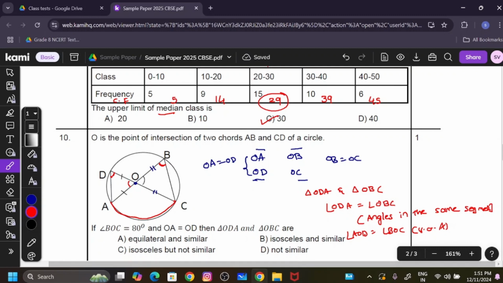So they are similar as well as isosceles. So the answer is option B.